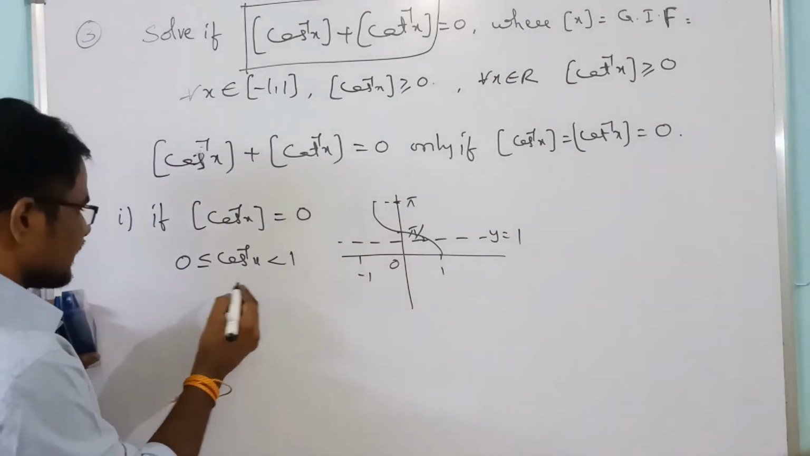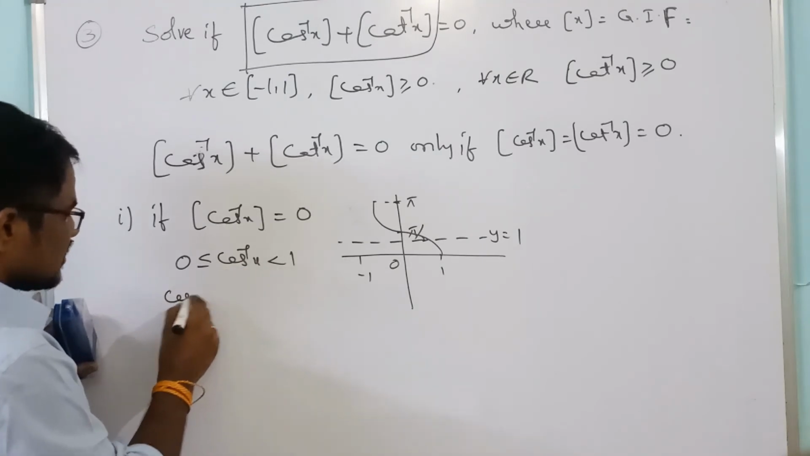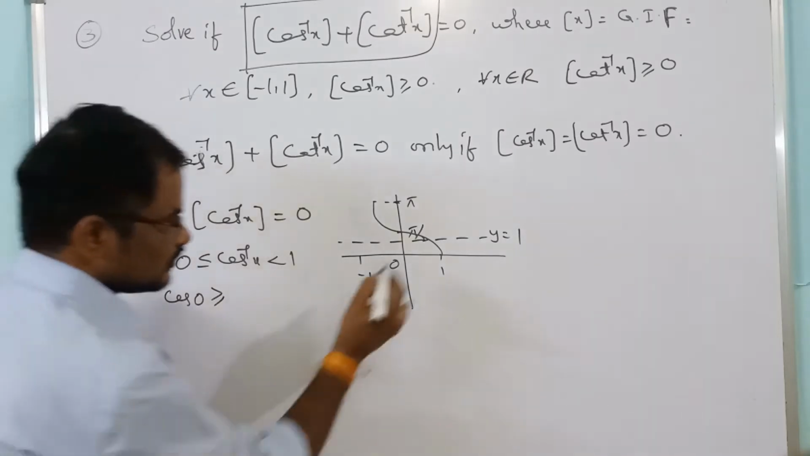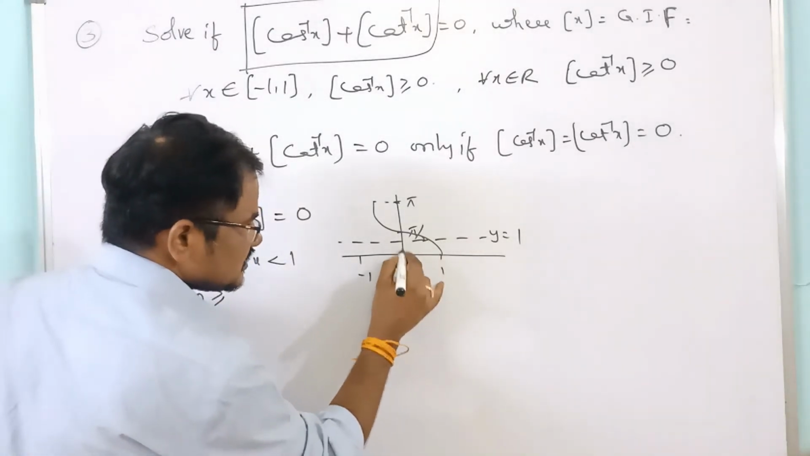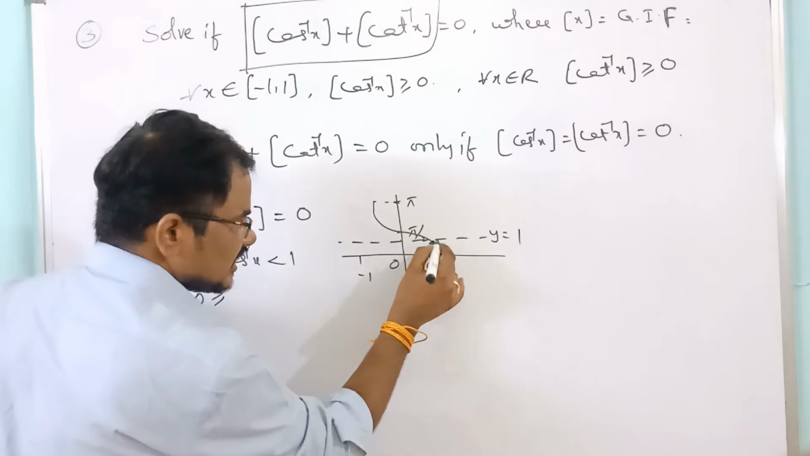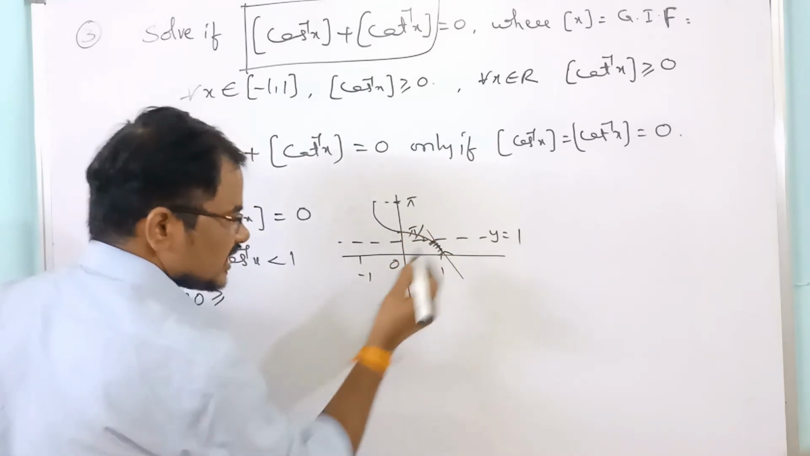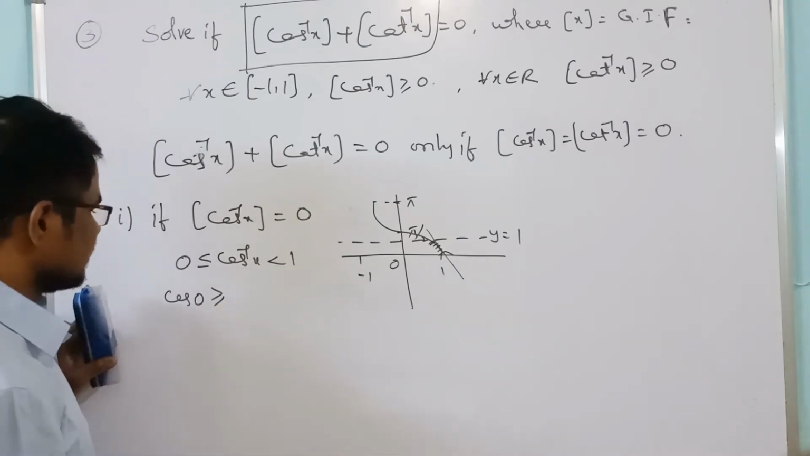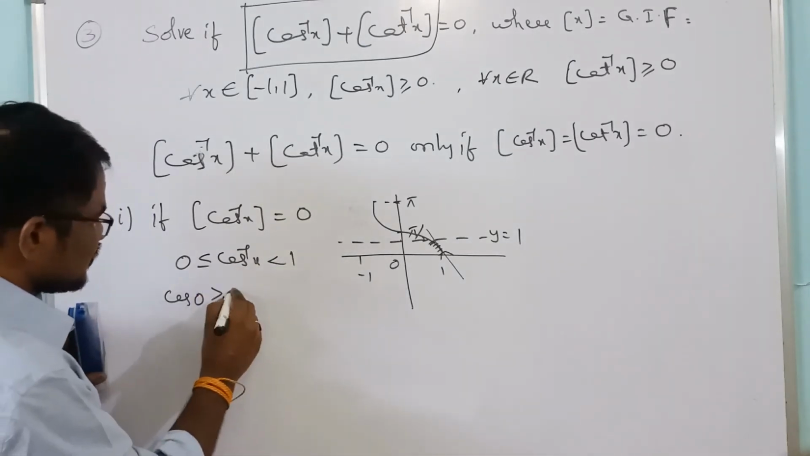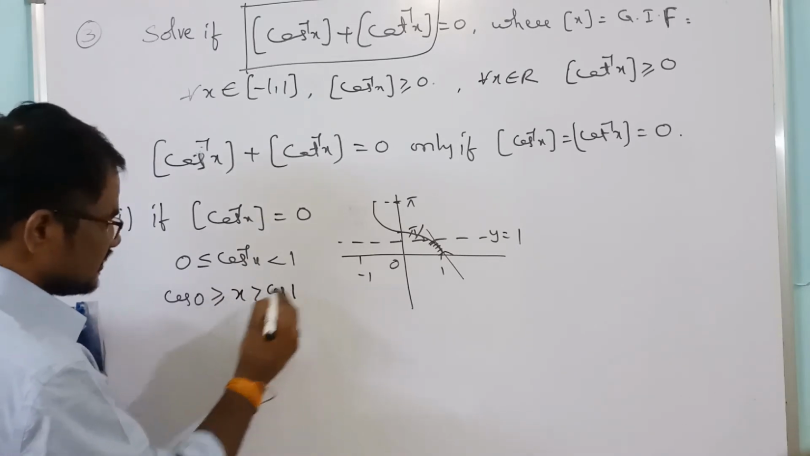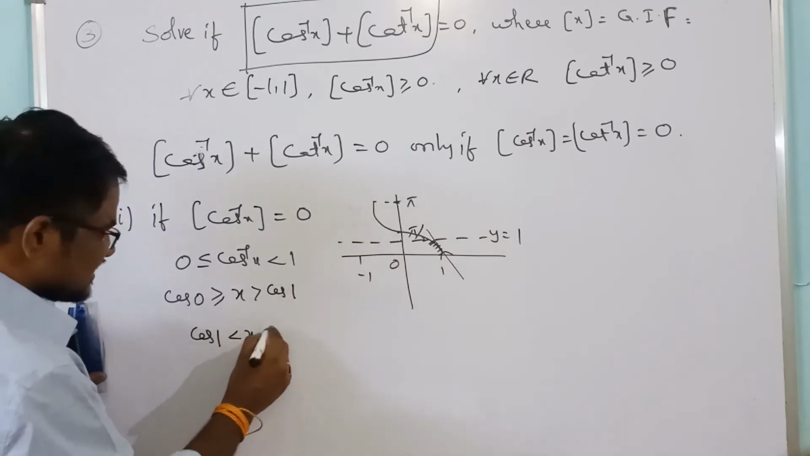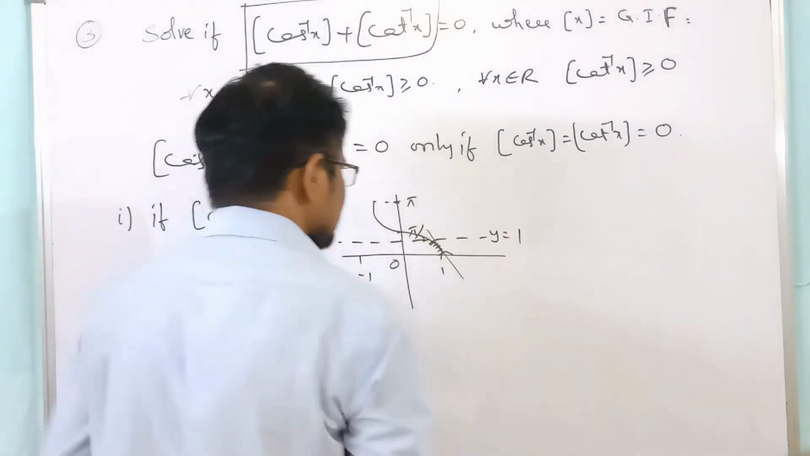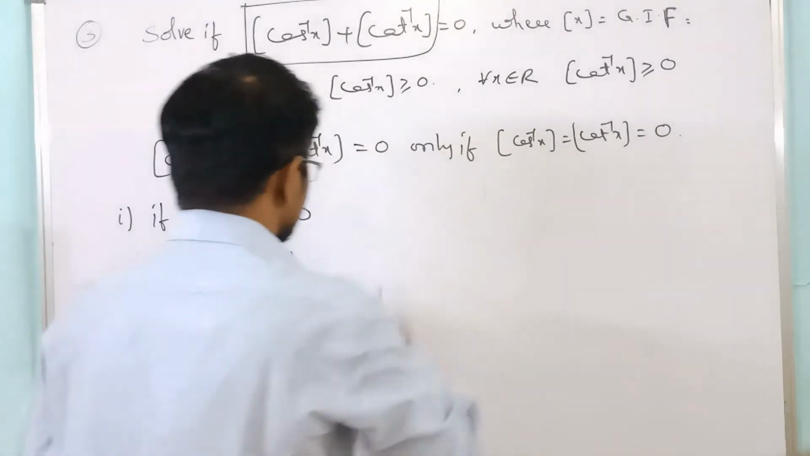So if you apply cos, the inequality less than or equal to becomes greater than or equal to. In this area, if you take a tangent, you get an obtuse angle, meaning the slope is negative, meaning the function is decreasing. So cos 0 greater than or equal to x greater than cos 1. So cos 1 less than x less than or equal to 1. This is the first condition. And the second one is case 2.